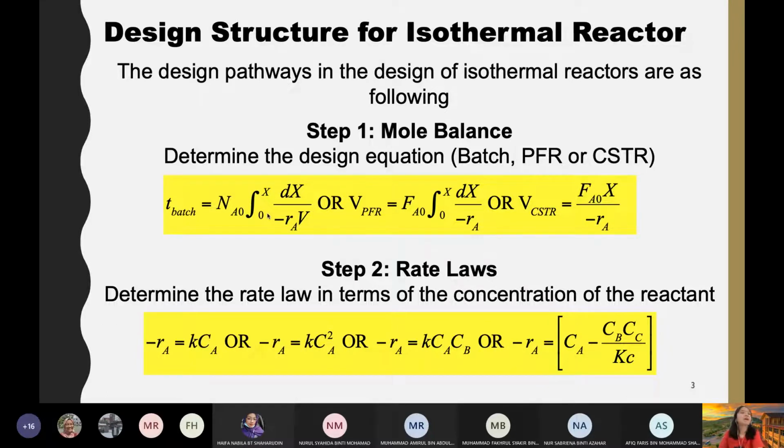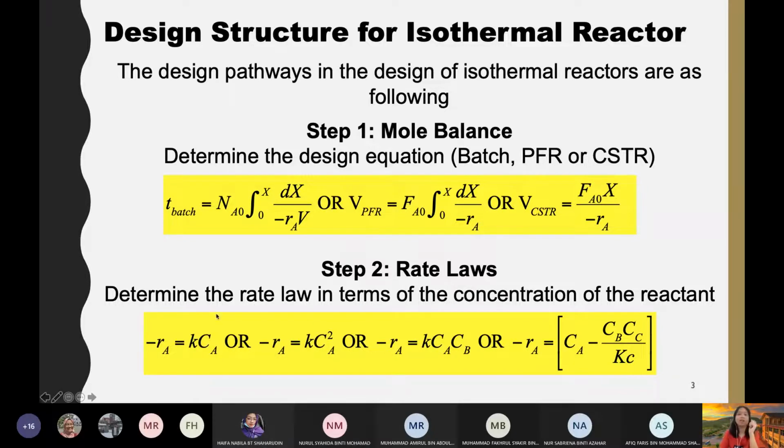First of all, in chapter 1 and chapter 2, I have already taught you to derive the design equations for the reactors. We have 3 reactors: we learn the design equation for the batch reactor, for the PFR, and for the CSTR. So if you use a batch, use the batch design equation; if you use a PFR, the PFR design equation; if you use a CSTR, the CSTR design equation. That's the first one. Then next, you have learned about the rate law in chapter 1, and in chapter 3 you have learned about the rate law too, right?